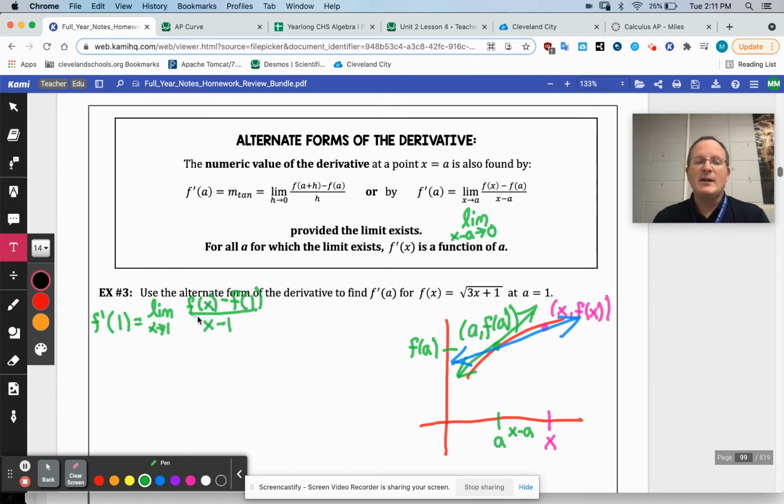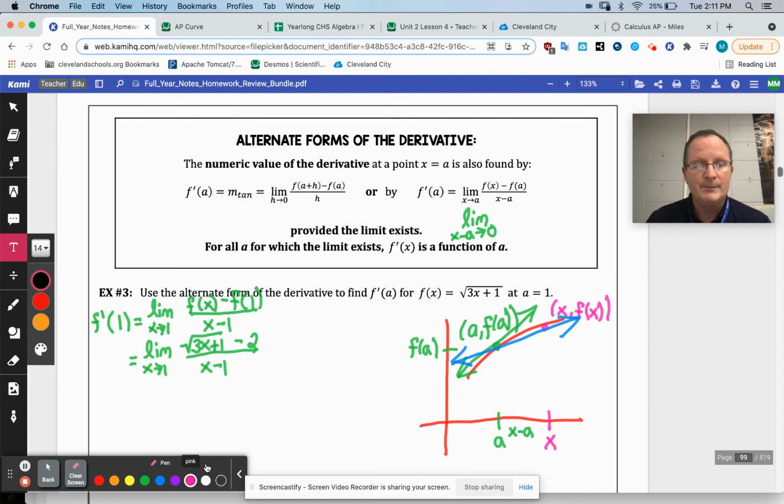All right, let's see how this plays out. Now, of course, I can't do the direct substitution again, 0 over 0. So let's do some algebra. The limit as x approaches 1 of f of x, in this case the square root of 3x plus 1, minus f of 1. If I put a 1 right there, 3 times 1 is 3, plus 1 is 4, square root of 4 is 2. And now you know what we're going to do.